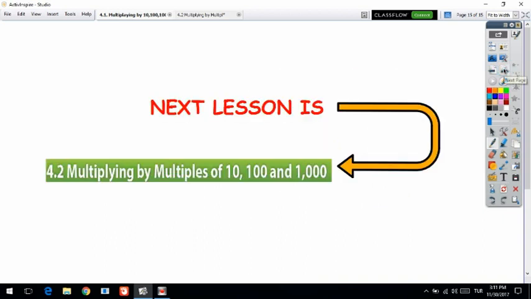So we have finished this chapter, that is 4.1. So see you next lesson. The next lesson is 4.2, multiplying by multiples of 10, 100 and 1000.